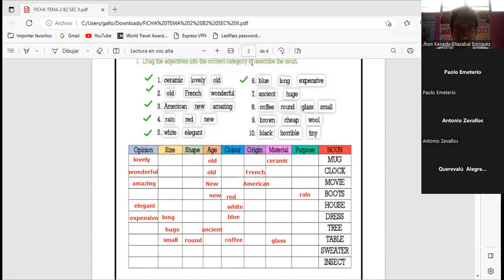Number nine, brown, cheap, and wool. Brown is color. Color, okay, perfect. Cheap, I told you. Opinion, nice. Because for someone it could be expensive, and for another one it could be cheap. Cheap es barato, and expensive es caro. Wool, material, lana, nice. And finally, we have black, horrible, tiny. Black is color. Black is color, nice.